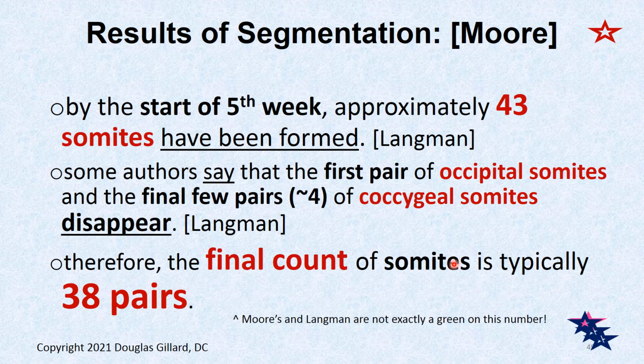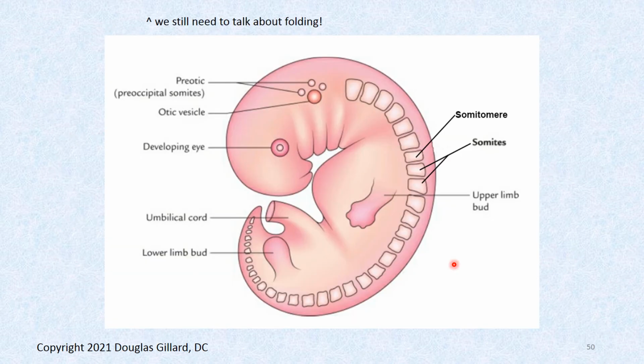Got it? Results of segmentation. So we like results. So by week 5, there's approximately 43 somites that have been formed. And then some authors say the first pairs of occipital somites, and the final few pairs, about the 4 pairs of coccygeal somites, disappear. But whatever happens, it gives us a final count, usually of 38 pairs of somites. Got it? We're not counting somitomeres, just somites.